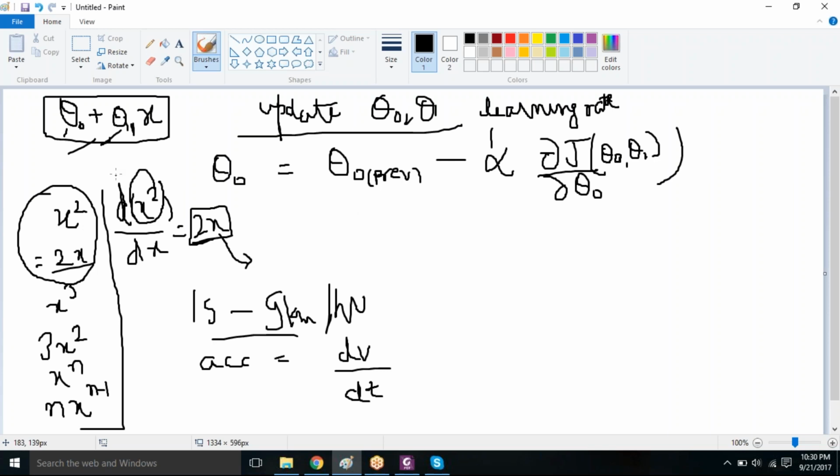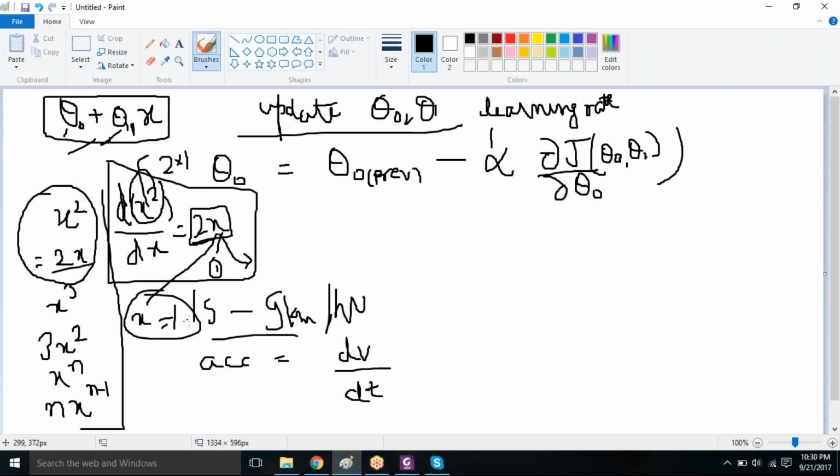So in this particular example, if I increase x by 1, your x square value will increase by 2 into 1. If I increase the value of x by 2, your value will change by 4. So this is a particular kind of relationship.